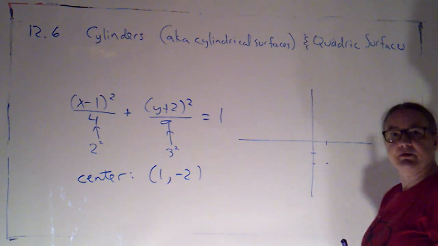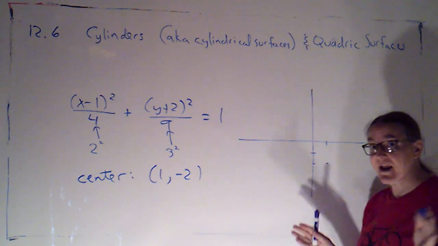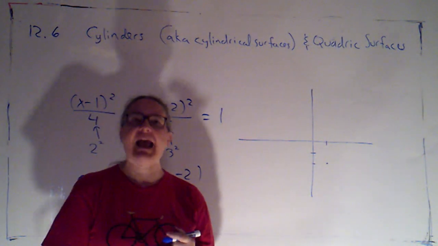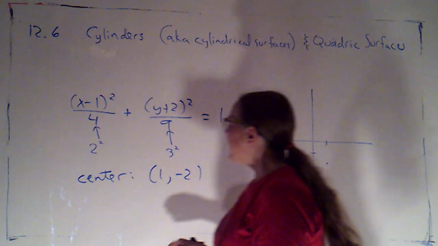Now, I've initially plotted a point there. I'm ultimately going to erase that because the center is not a point on the ellipse. But it's helpful for me to have it right now. And then I'm going to look.